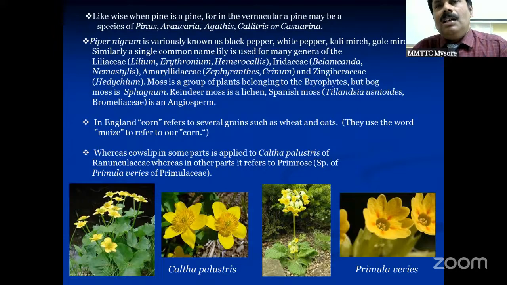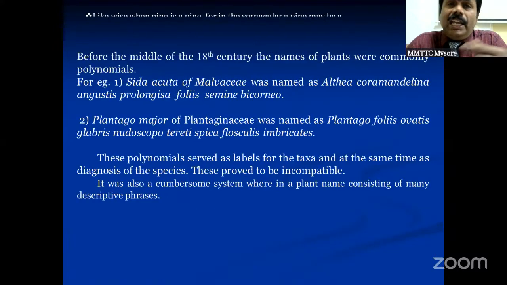Bromeliaceae is in angiosperms. See, when you talk about moss, it is usually applicable to a lower group, but the angiosperm has also got the same name of moss. If you say moss, bring moss to my student, he will bring an angiosperm, or he might bring a bryophyte. That should not be the confusion. In England, corn refers to several grains, such as wheat. They call wheat, even oats, even maize, corn actually. This again results in error. Whereas cowslip in some parts is Caltha palustris of Ranunculaceae, in other parts it is a primrose, a species of Primula. Like that it goes on, using the same name.